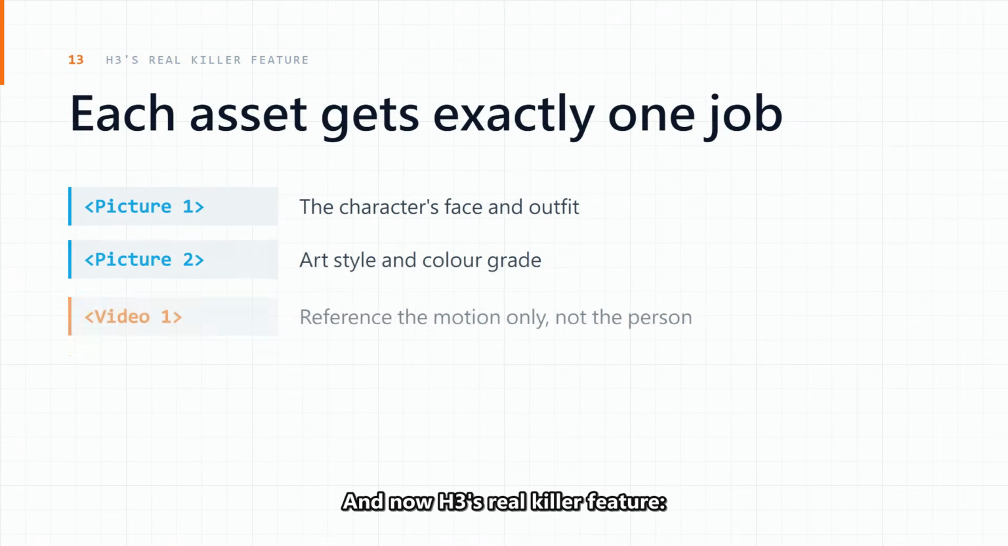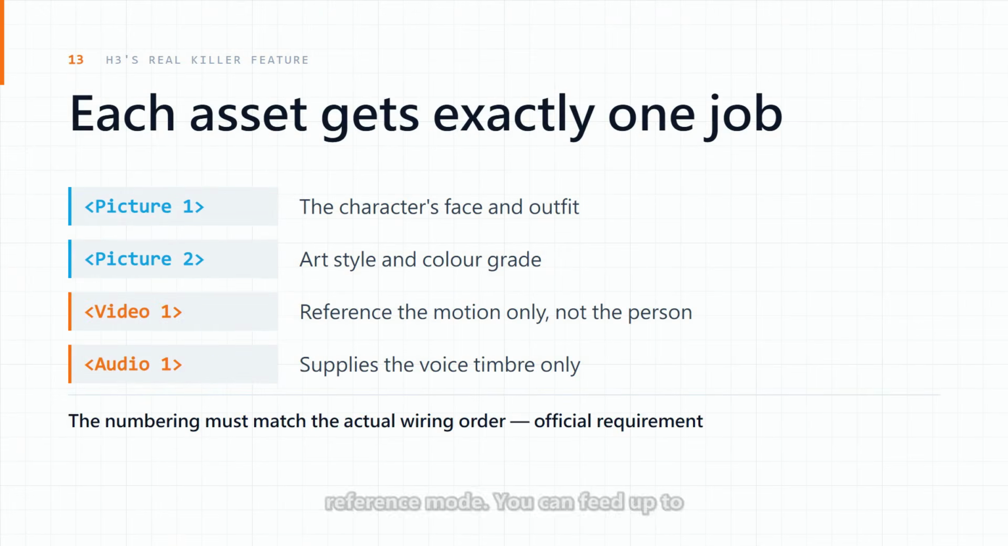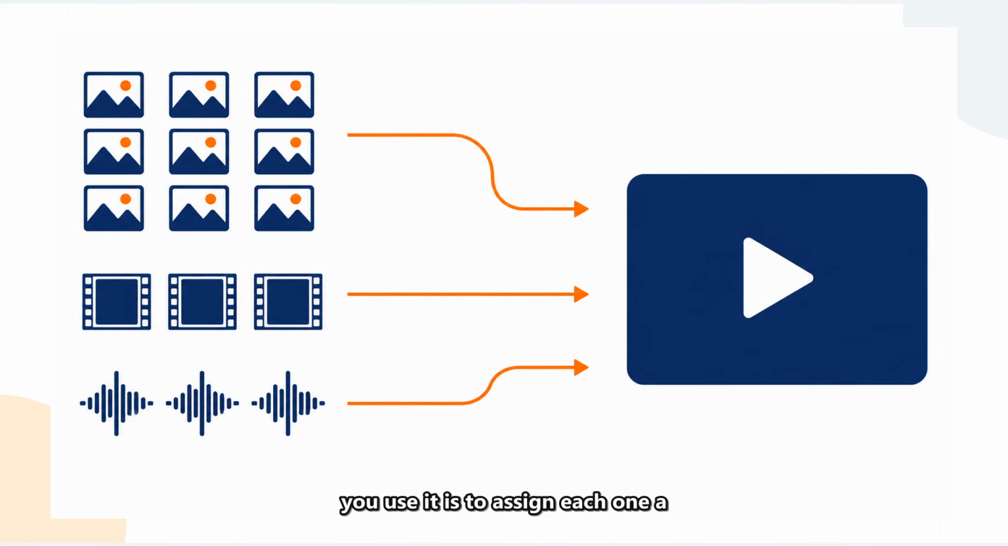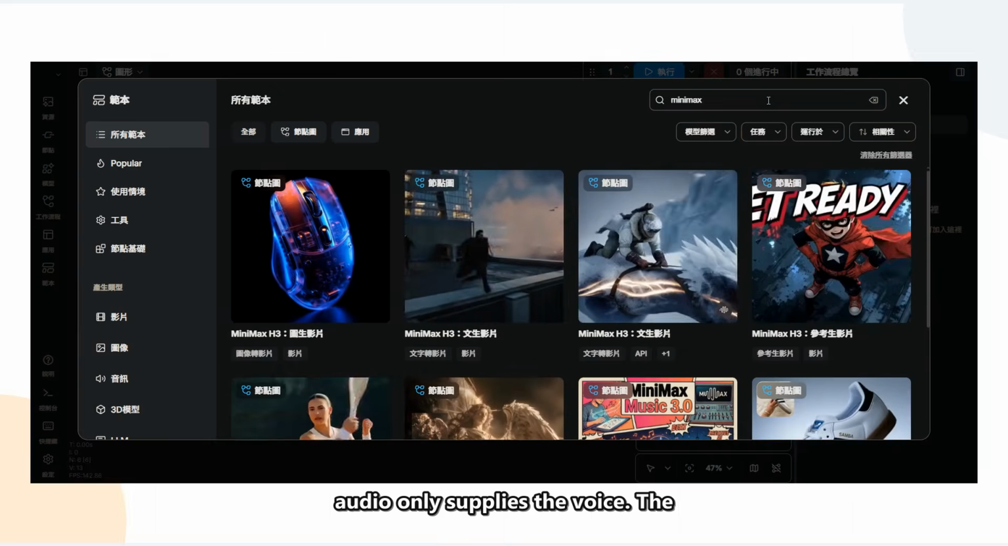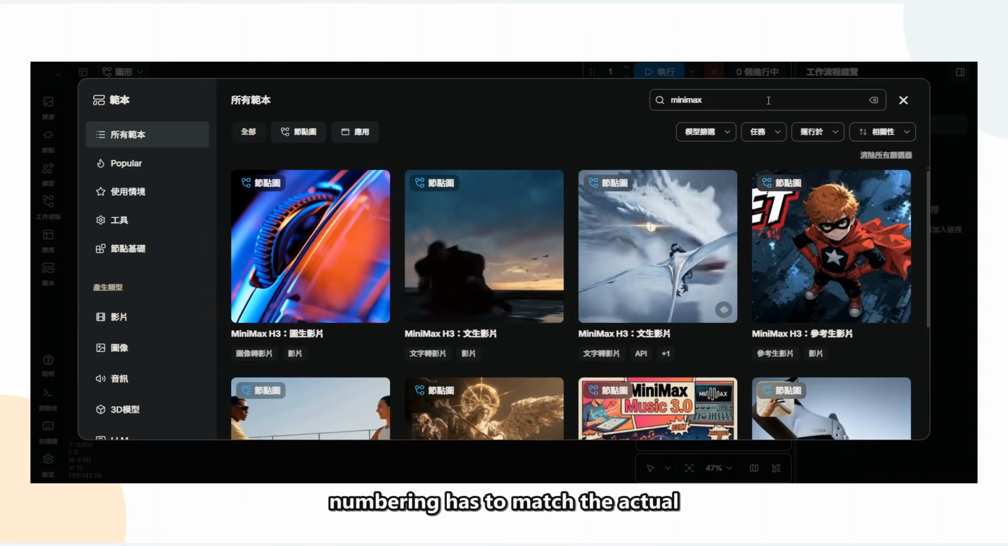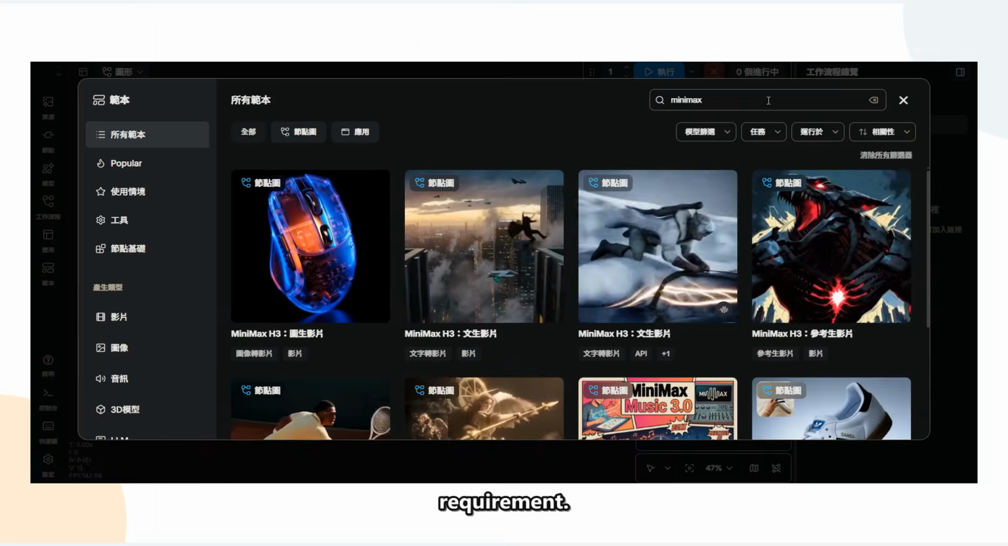And now H3's real killer feature, reference mode. You can feed up to 9 images, 3 video clips, and 3 audio clips at once. The way you use it is to assign each one a job in the prompt. This image only controls what the character looks like, that clip is only a reference for the fight choreography, that audio only supplies the voice. The numbering has to match the actual wiring order, that's an official requirement.